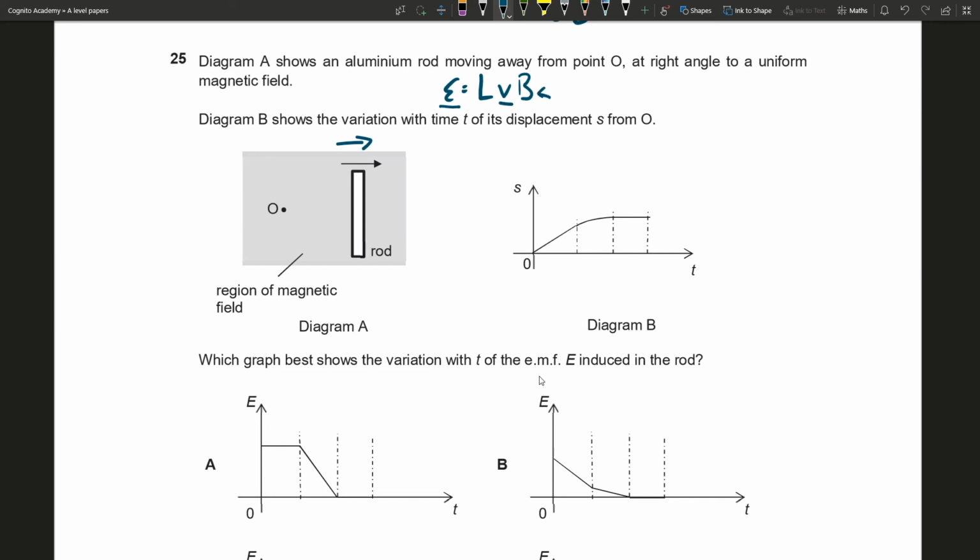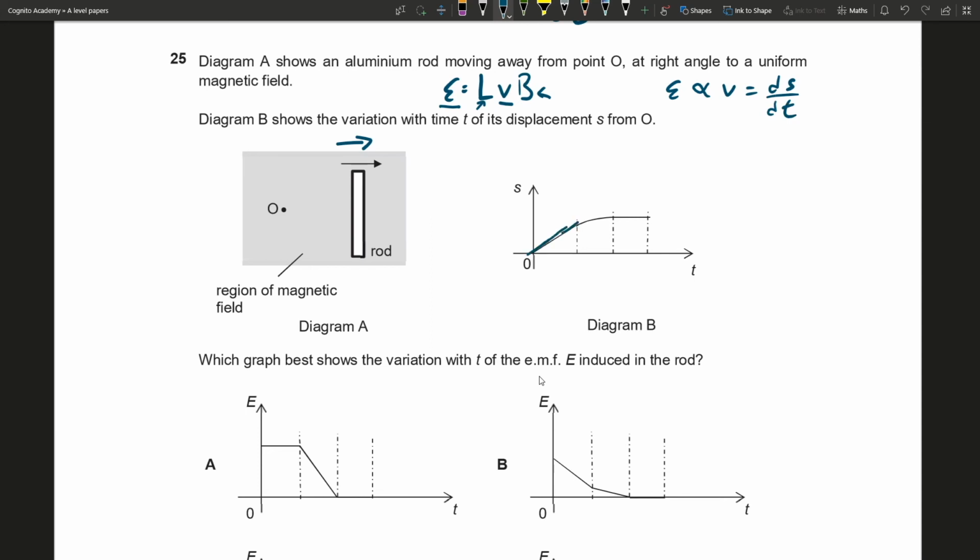B doesn't change and L doesn't change because it's the same magnetic field and the same rod we are talking about here. So all we have to do is find that E is proportional to the velocity, or the derivative of the displacement with respect to time. In other words, the gradient of this graph.